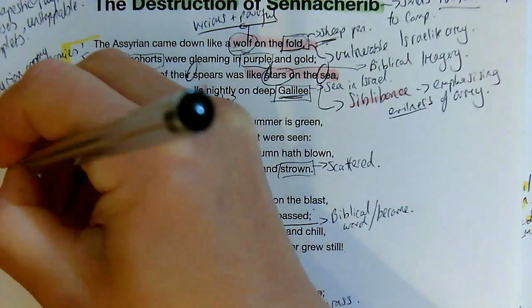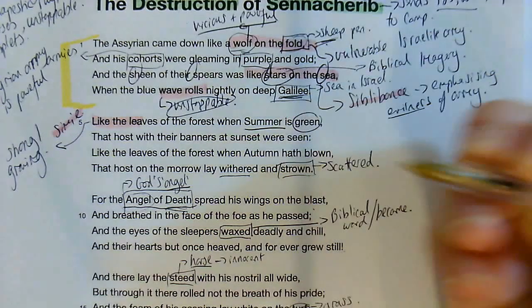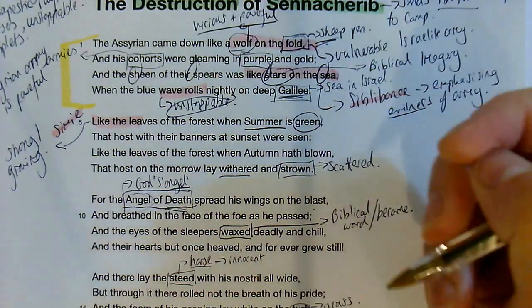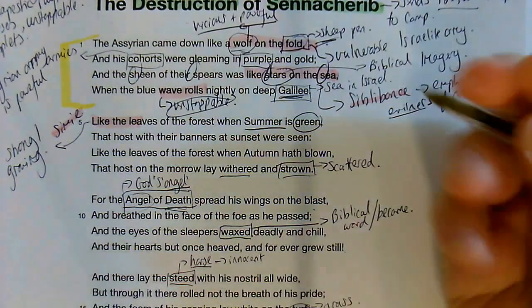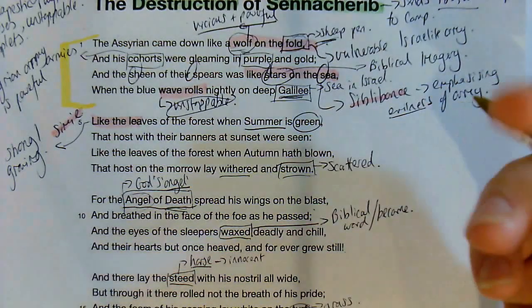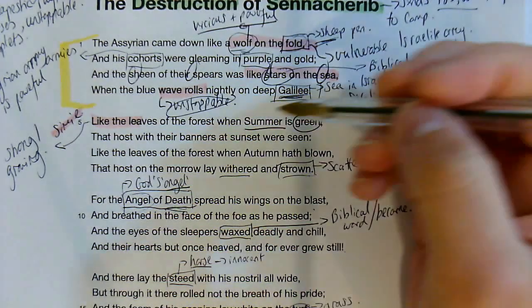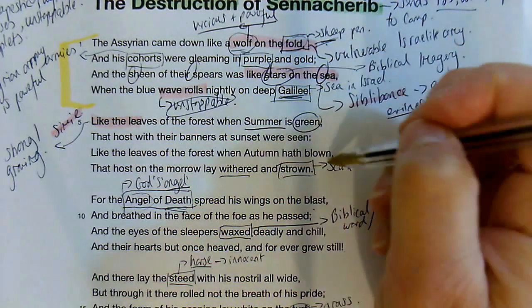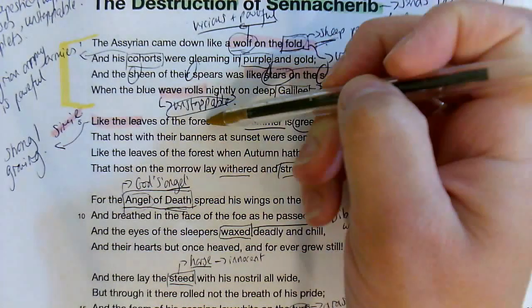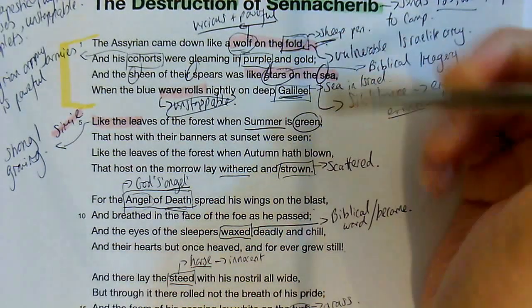They keep growing in number because, like leaves in summer, they are not just bright, but they're strong, they're gleaming, they're growing in strength every day. And that's what they think they are like. But how quickly does this turn, like the leaves of the forest when autumn hath blown? So we go from leaves in the forest when summer is green, leaves in the forest when autumn hath blown.